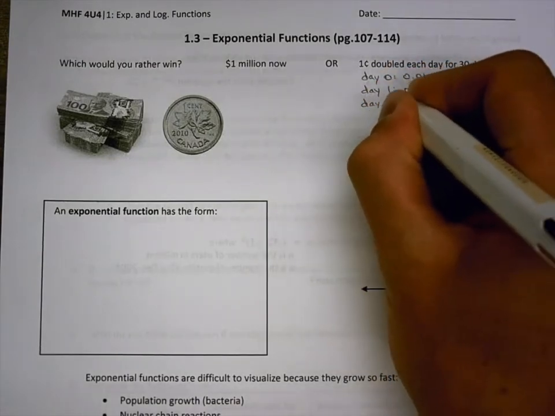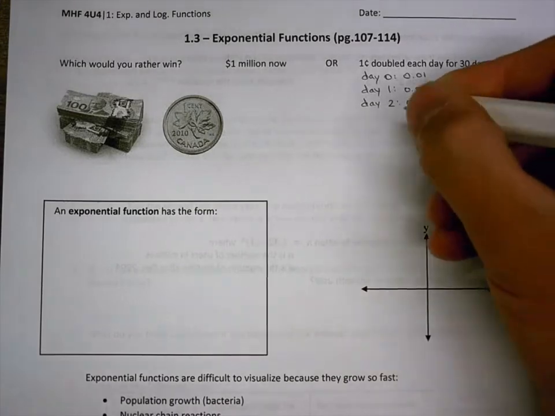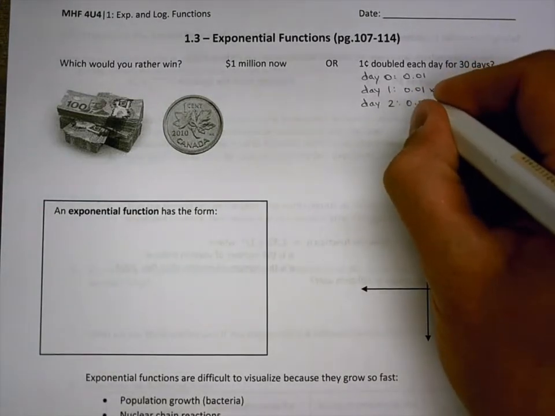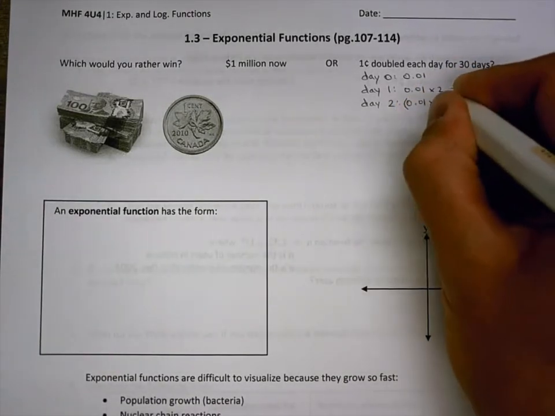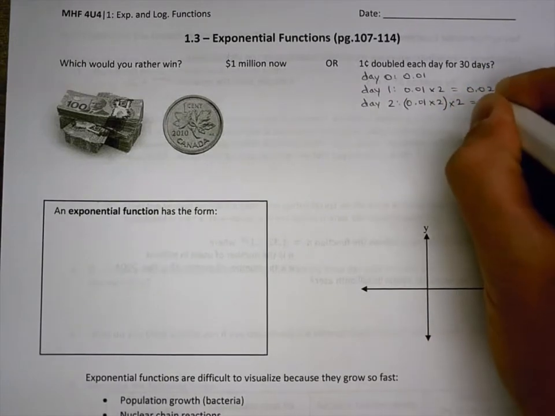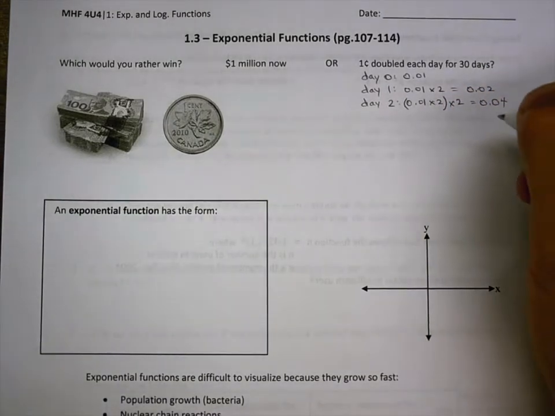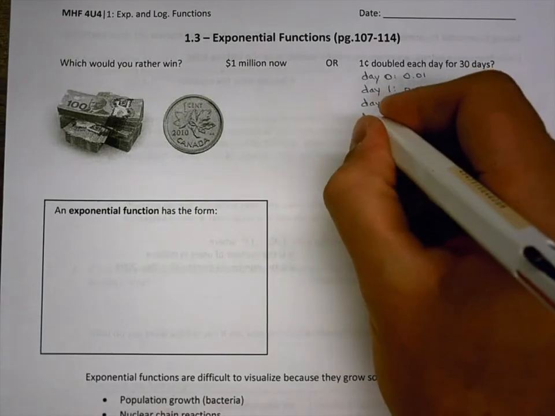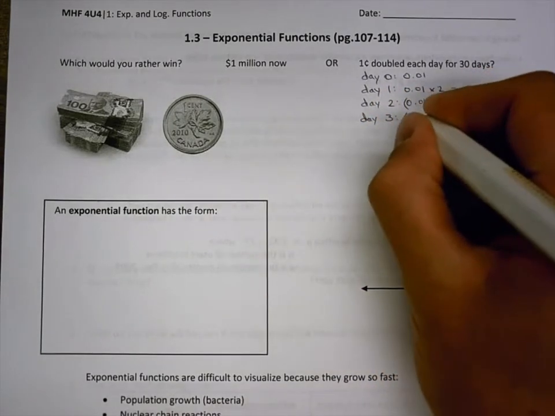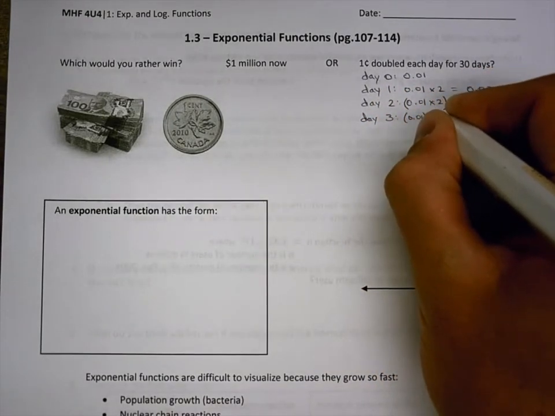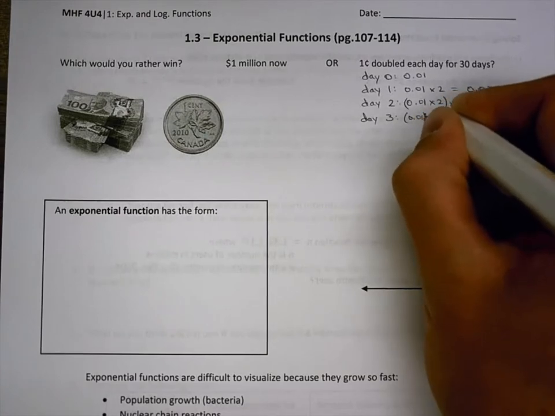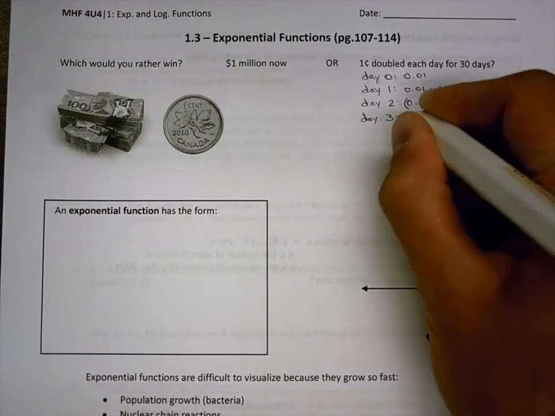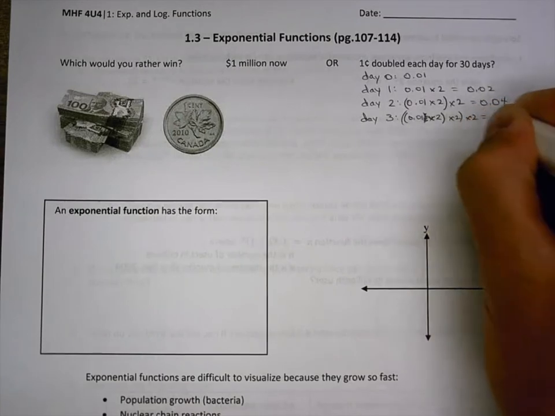So I have 0.01 times 2, which gives me 0.02. On day 2, I have 0.01 times 2, and then I'm multiplying all that by 2. So that gives me 0.04. Okay, on day 3, I have 0.01 times 2 times 2, and now I'm multiplying that by 2, which gives me 0.08.